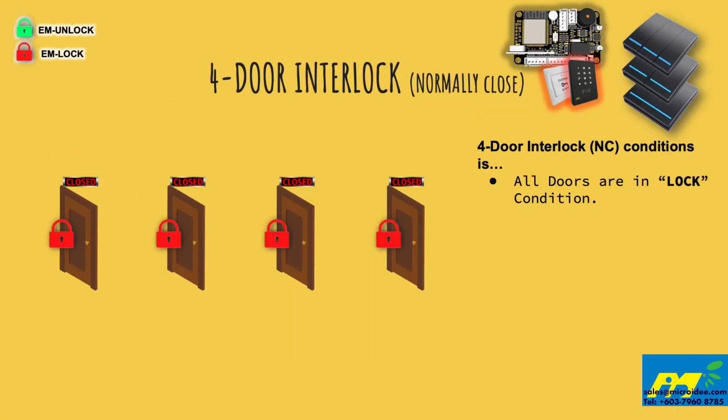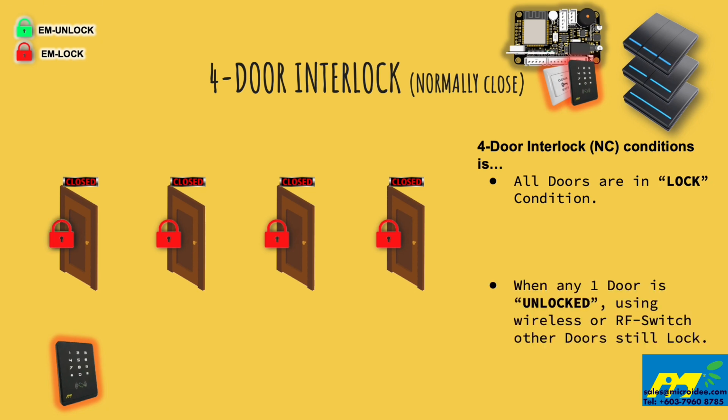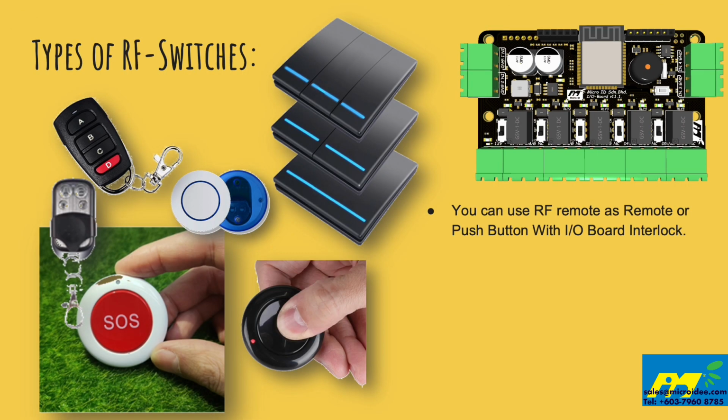As I mentioned, normally closed is where all the doors are in locked condition. For this example, let's use a wireless reader to interact with the door. So when a valid signal is sent, the door will be unlocked. So now the corresponding door can be opened. The smart I/O board accepts the RF as a remote to open the door. We can get off-the-shelf 433 MHz RF remotes, and here are some examples of the remotes.